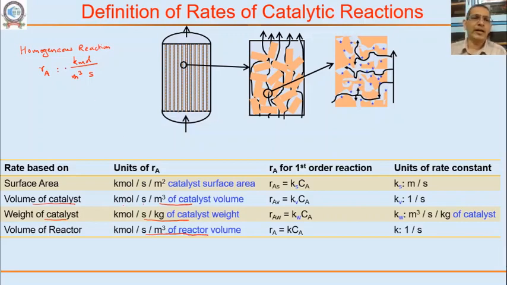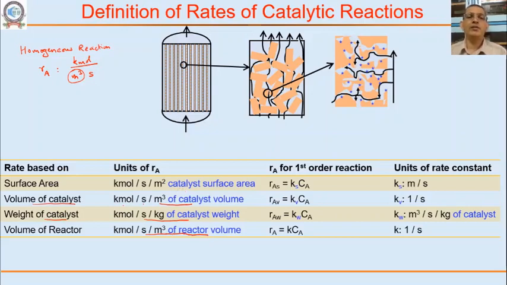In a homogeneous reactor, this meter cube, whether it is of the liquid phase or of the reactor, they are one and the same, because it's homogeneous, there's only one phase. But now this reactor is going to consist of catalyst as well as the gas phase, solid phase as well as gas phase, or fluid phase, liquid phase. So you have to think about what is the volume of the reactor. That's what we have to fabricate, and that's what we have to install in the plant. So we could define rate based on kilomole per second per meter cube of reactor volume.